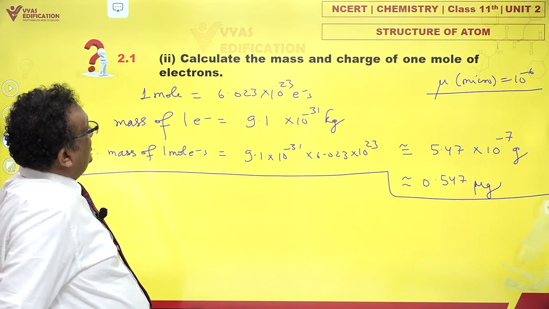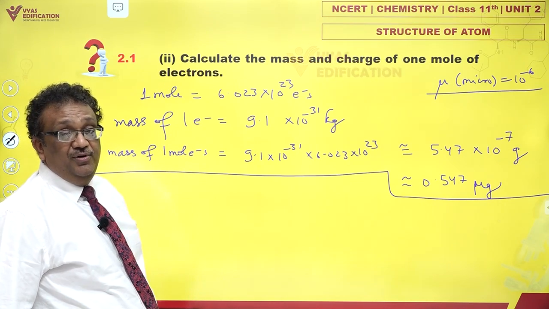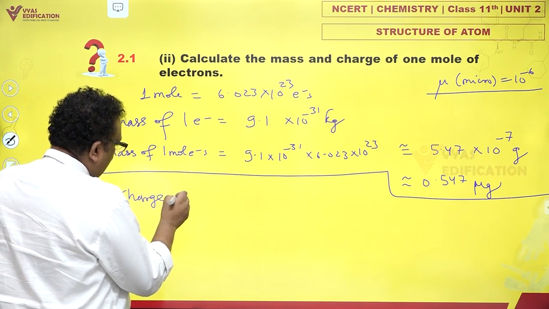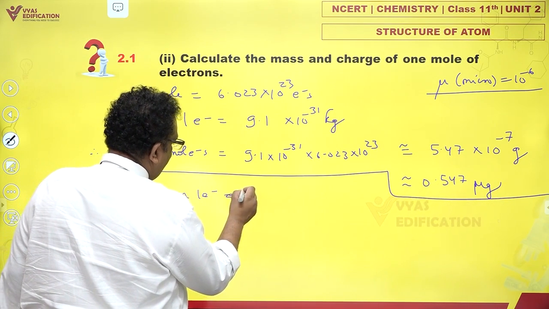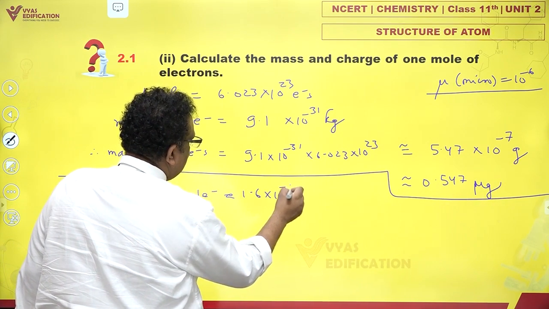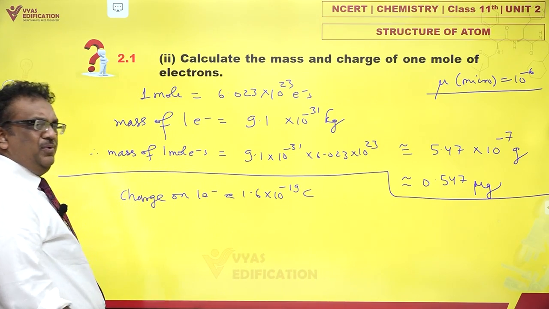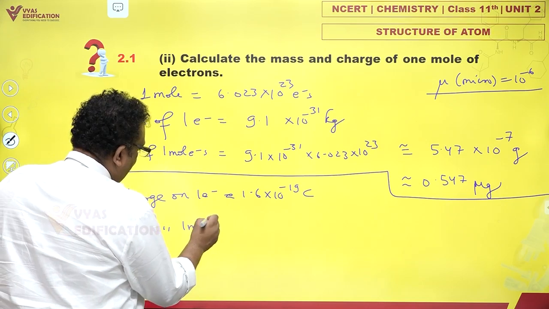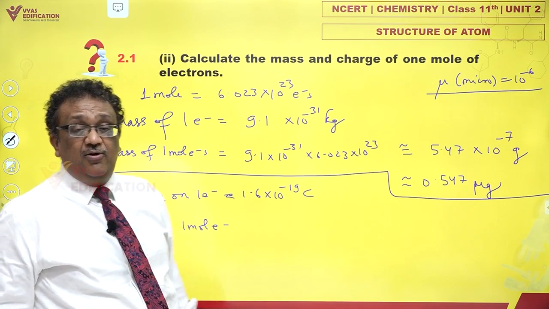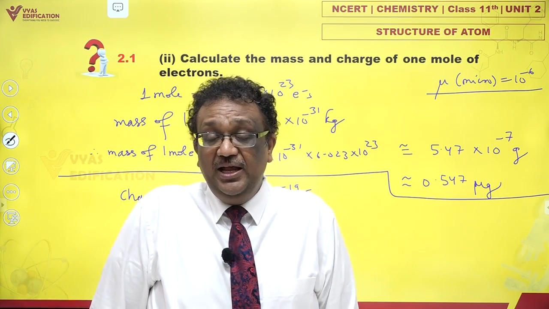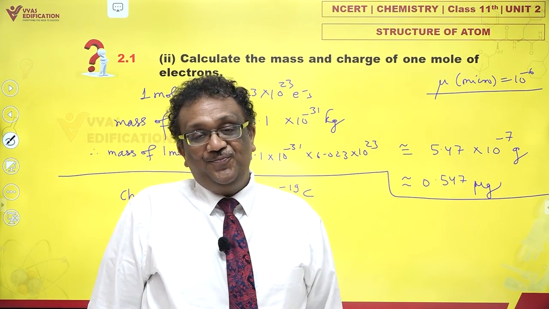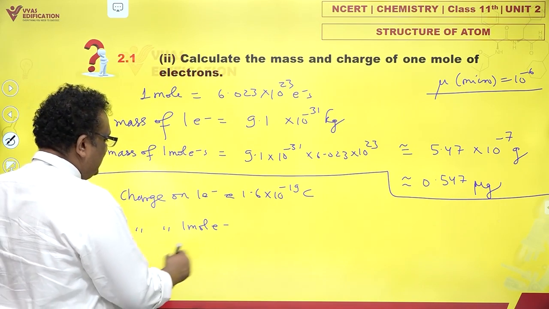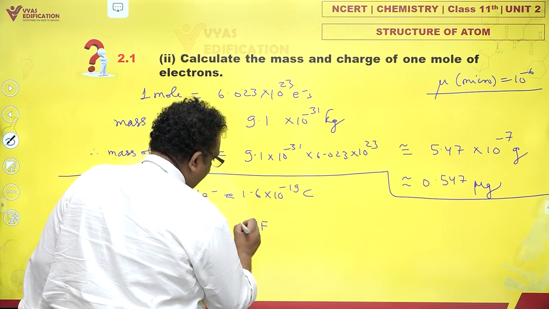Yups. Let's see. What about charge of 1 mole electrons? Now, charge on 1 electron is 1.6 into 10 raised to minus 19 coulombs, approximately. So, charge on 1 mole electrons, it also has a special name. It is called 1 Faraday. It is in honor of a great scientist, Michael Faraday. So, we say this is 1 Faraday.